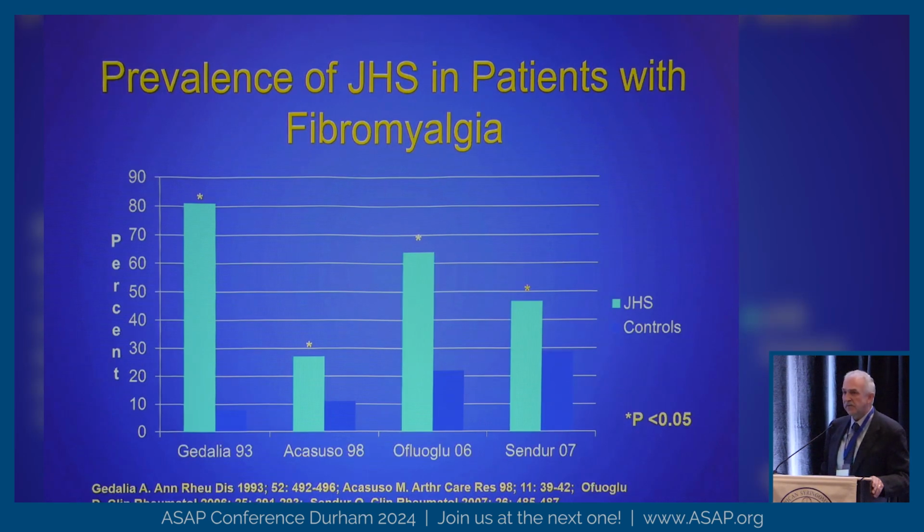Another one is fibromyalgia, and it's amazing how common fibromyalgia is in these patients with joint hypermobility. It is incredibly common. In fact, these are 4 studies from 1993 through 2007, and the prevalence of fibromyalgia ranged anywhere from 20 to 25% at the low end up to about 80% on the high end. So fibromyalgia is extremely common in patients with joint hypermobility.